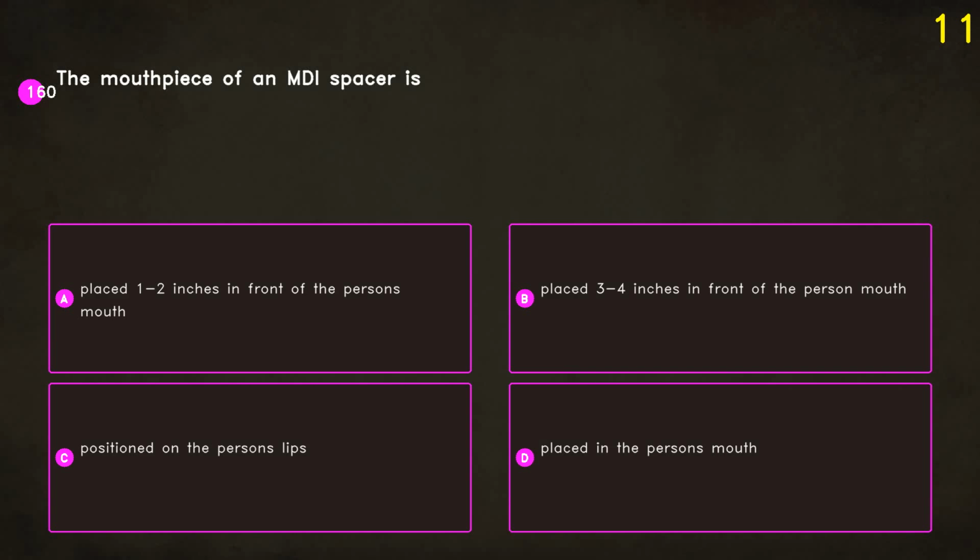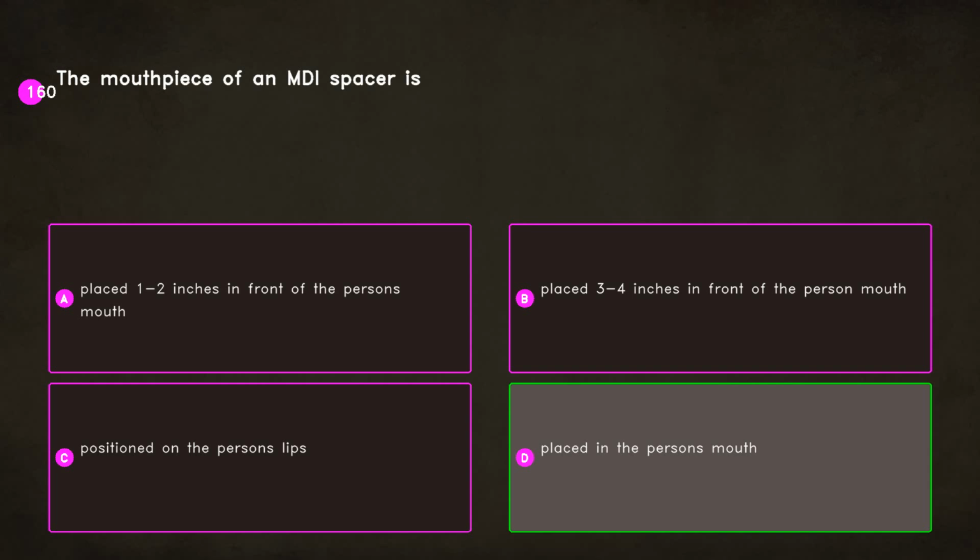Question 160. The mouthpiece of an MDI spacer is A. Placed 1 to 2 inches in front of the person's mouth B. Placed 3 to 4 inches in front of the person's mouth C. Positioned on the person's lips D. Placed in the person's mouth. The correct answer is placed in the person's mouth.